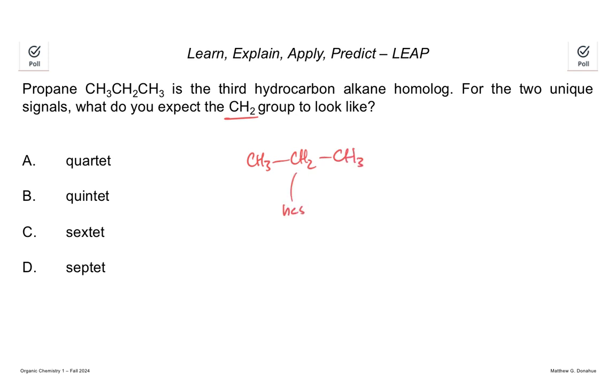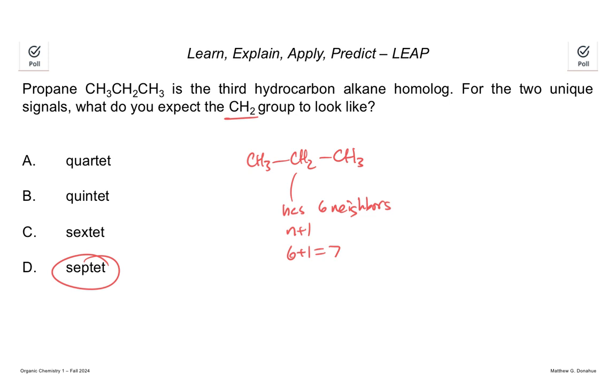So it has 6 neighbors. So we apply the n+1 rule, we get 6 plus 1 equals 7, and that will be the septet. And the other thing that we'll talk more about on Friday again is the intensity of each line in the multiplet. Again, that arises from Pascal's triangle, which is due to the combinations of spin states that you can have.